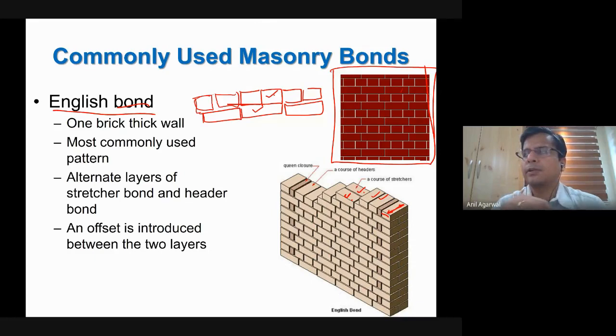If we had done this kind of an arrangement, what would happen is that you have a continuous joint throughout the height of the wall, right? Which is not desirable. So all these bonds are developed in such a way that you can stagger the joint. The joint should not be a straight line.